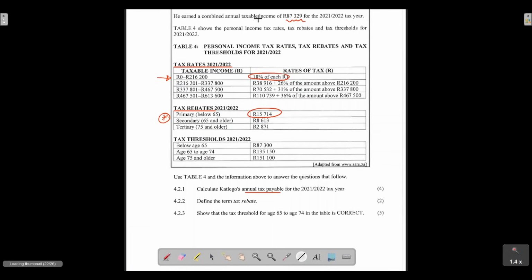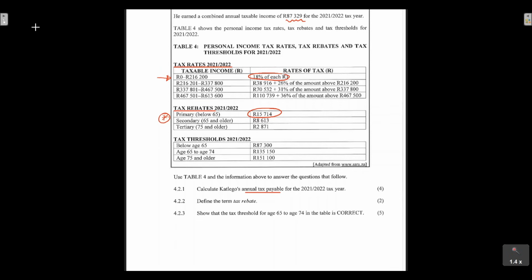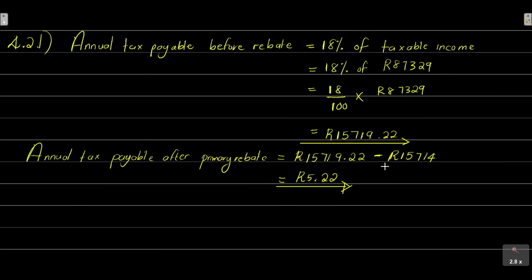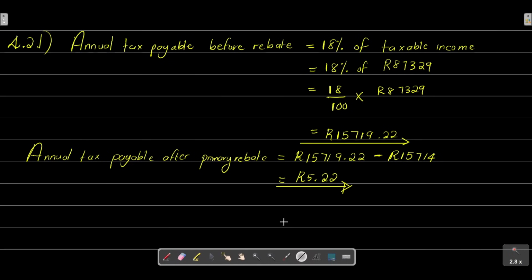Nice and easy. Now, question 4.2.2 says we need to define what the term tax rebate means. When we're talking about a tax rebate, guys, we are talking about a relief that individuals who pay tax get according to their age. Here we can see this is a relief that Katlawa got. They've relieved him of 15,714. So he basically qualifies for this relief because he is below the age of 65.